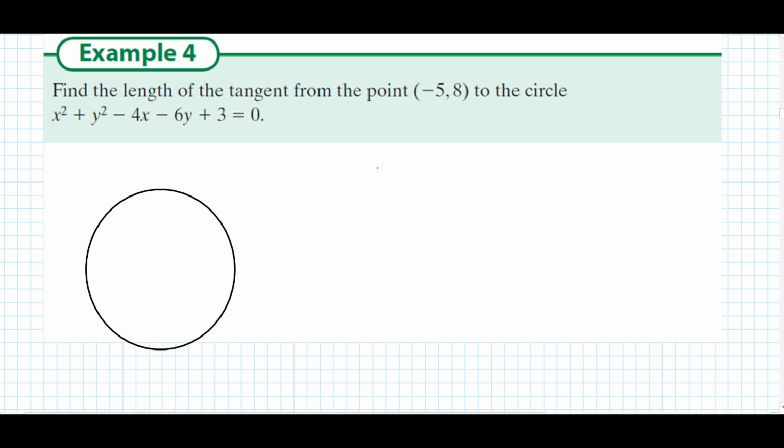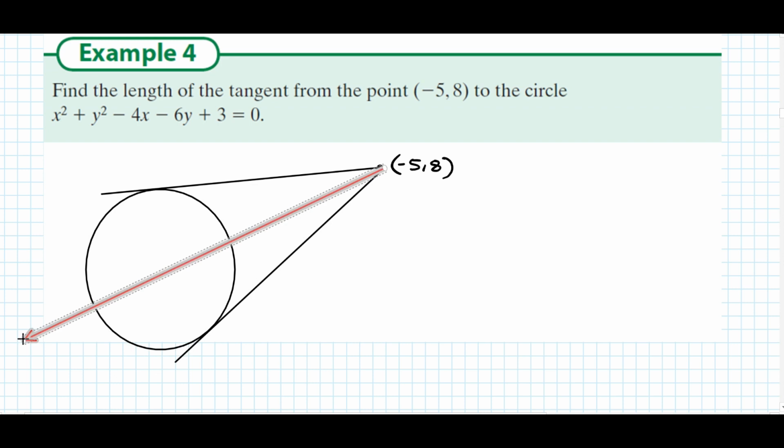Okay, so I have a point that might be outside the circle, minus 5, 8, and I know it's tangential to the circle. Now, there are two tangents, but I'm only going to worry about one of them, the one that's on top. So if I could find the center of the circle, the center of the circle is easy to find.